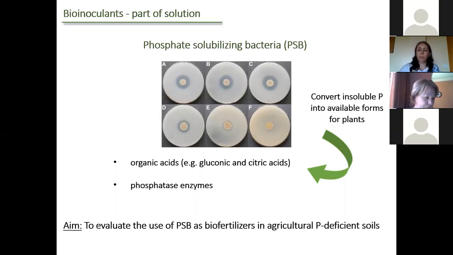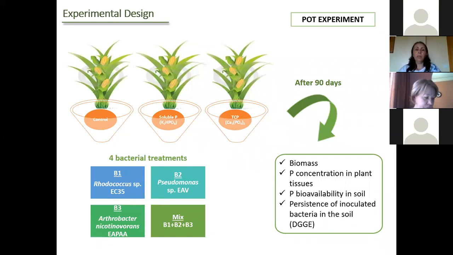P-deficient soils. So in this case, we assembled a pot experiment where we used a soil with low levels of available phosphorus forms, and in the control treatment, we only used this soil without any kind of fertilization. In the second treatment, we amended this soil with a soluble phosphate, and in the third treatment, we supplemented the soil with an insoluble phosphate, in this case, tricalcium phosphate. And we applied the 3 phosphate-solubilizing bacteria, and also a mixture of these bacteria.